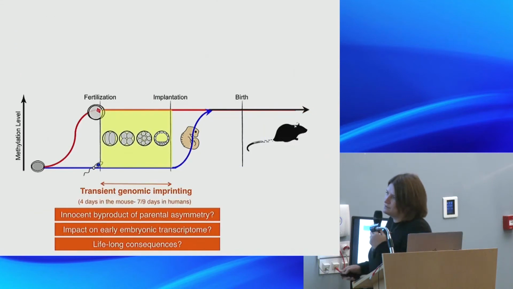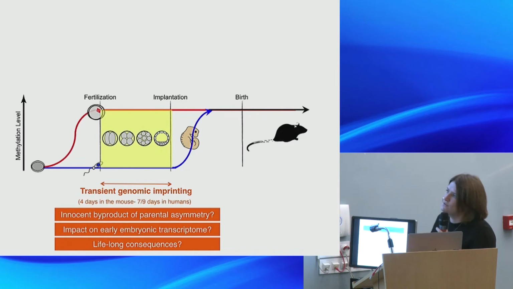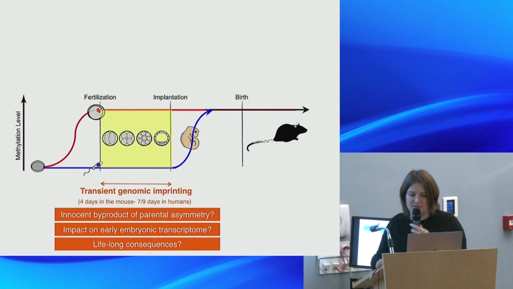So we became a bit obsessed with this form of transient genomic imprinting, because these sequences will keep differential methylation for very few days during mammalian development. That represents 4 days during mouse development, about 1 week during human development. So what's the meaning of that? Why would you want to be differentially methylated for such a short period? Is it just an innocent byproduct of the huge amount of parental asymmetry that you inherit as a mammalian embryo, leaving just some leftover until implantation, without any impact on embryonic genome function? Or could it have an impact on the embryonic genome function, and could it have lifelong consequences, even though the existence of these forms of imprinting is very limited in time?